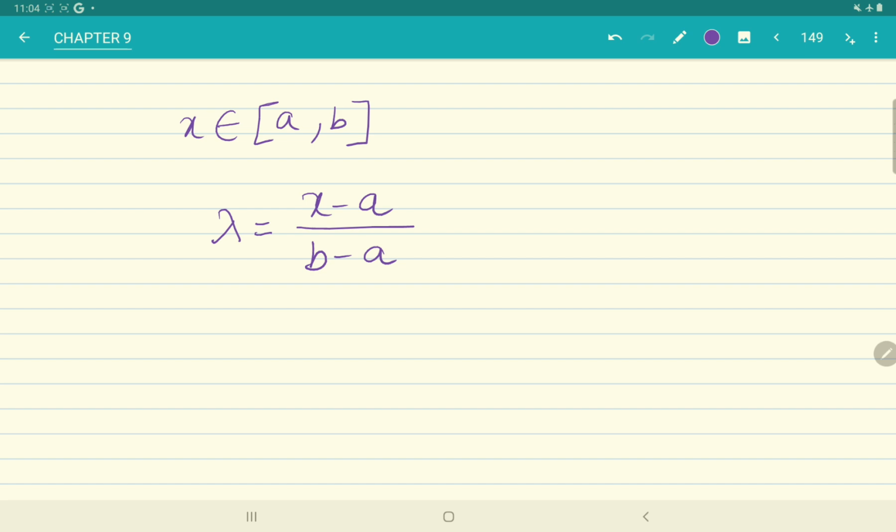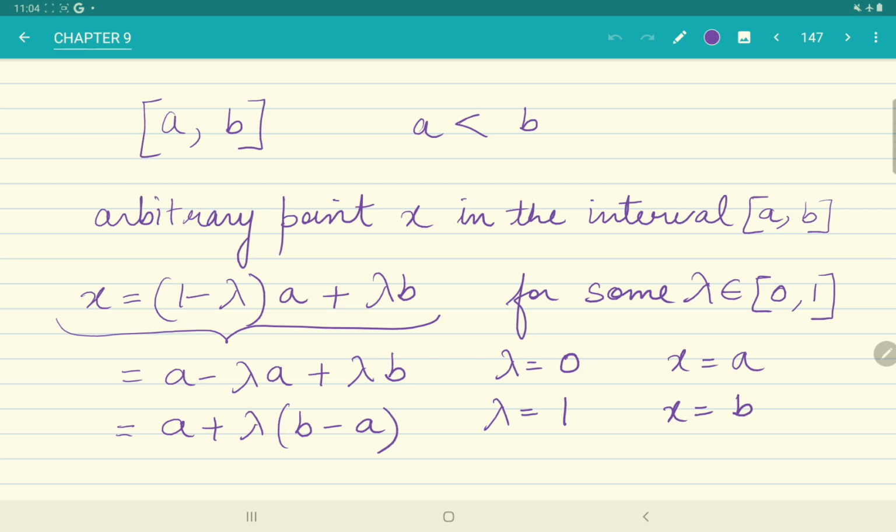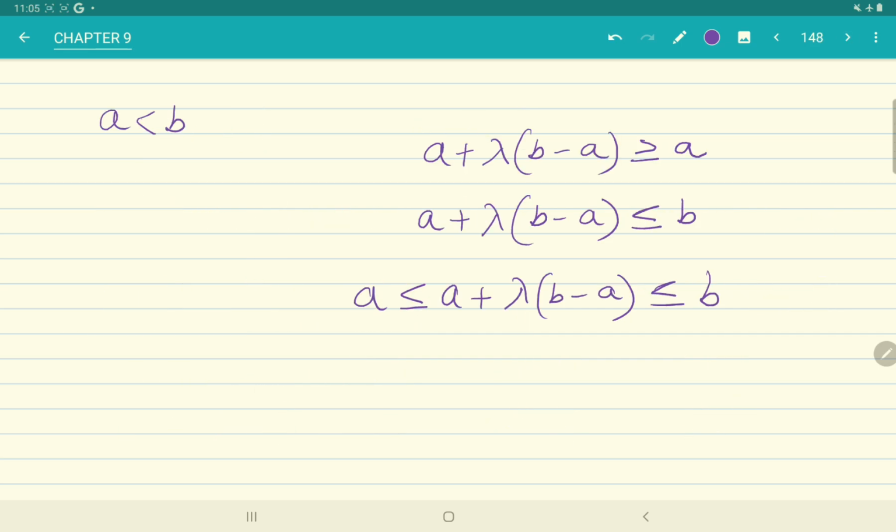If x is b, this expression is 1. If x lies between a and b, this expression lies between 0 and 1. So I hope it's clear that first what we said was that we started with lambda being 0, we got x as a. If lambda is 1, we got x as b, and then we saw that a less than b implies a less than or equal to a plus lambda multiplied by b minus a less than or equal to b.